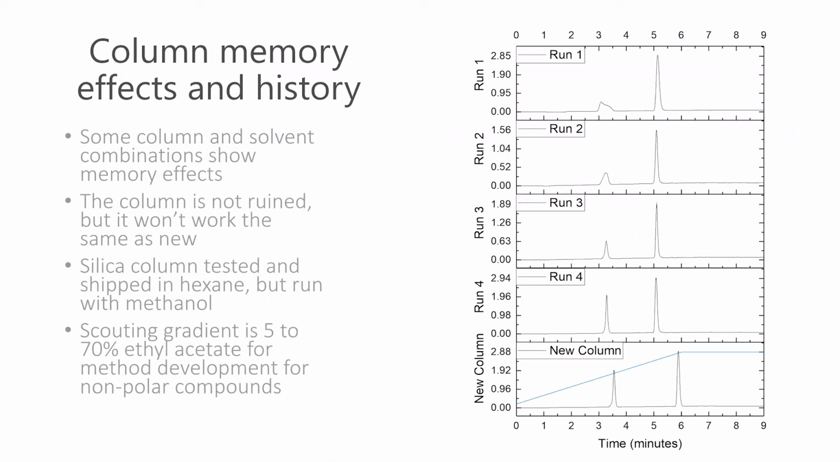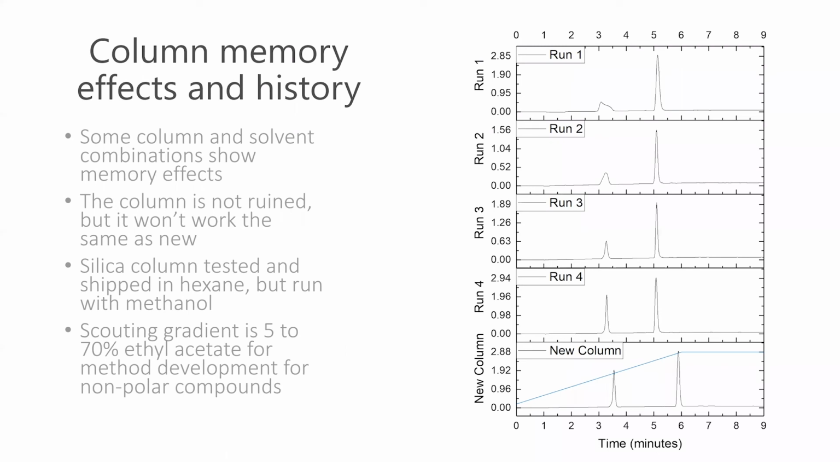Column memory effects can cause changes in retention. This isn't unique to supercritical fluid chromatography, as this has been observed for some HPLC columns as well. The bottom run labeled new column was the compound mixture run with ethyl acetate before the column was run with any other solvent. The column was fresh from the box. The column was run with methanol for other work.